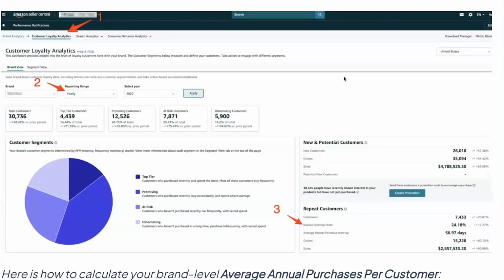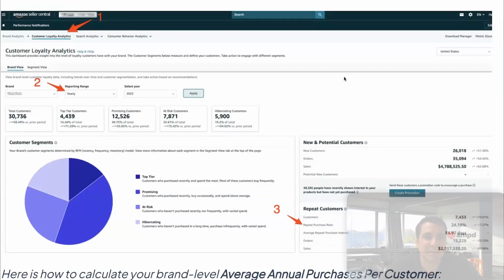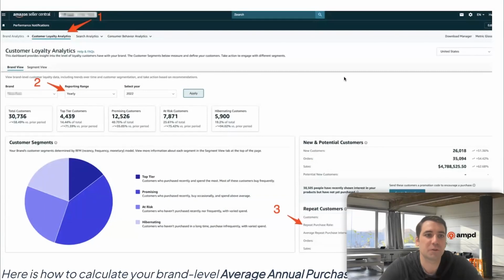Yeah, I'll go ahead and share my screen here. This has started to be revealed within Seller Central, under Brand Analytics and then Customer Loyalty Analytics. So as a brand on Amazon, if you go into your Seller Central and then go to the Brand Analytics dropdown, it's going to drop you into the search analytics.